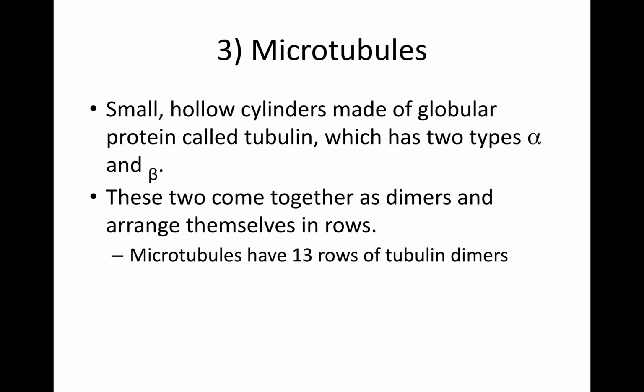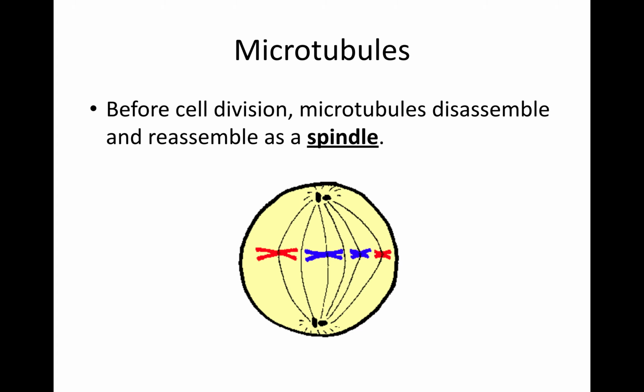Okay, moving on. Where do you find microtubules before cell division? Microtubules disassemble and reassemble as the spindle. So they're actually what pulls the chromosomes apart when we're replicating.